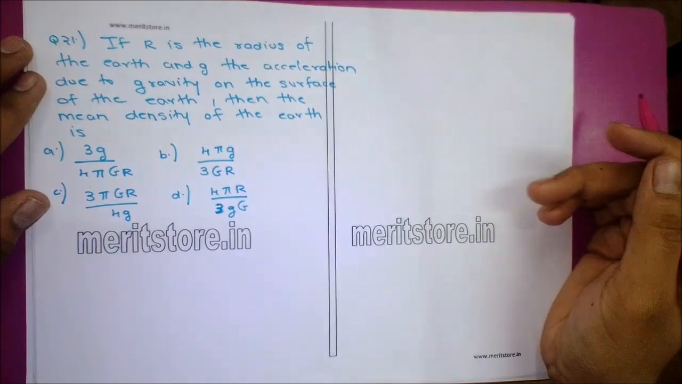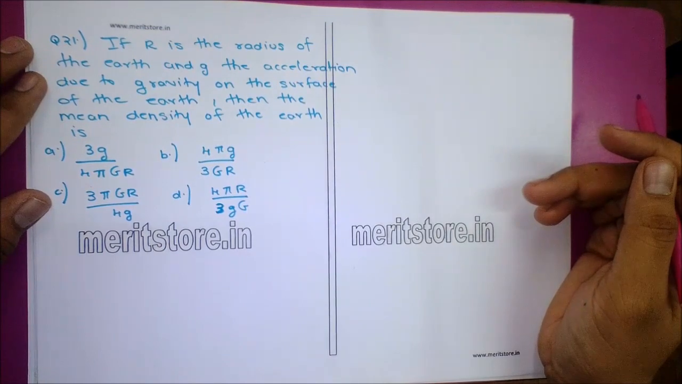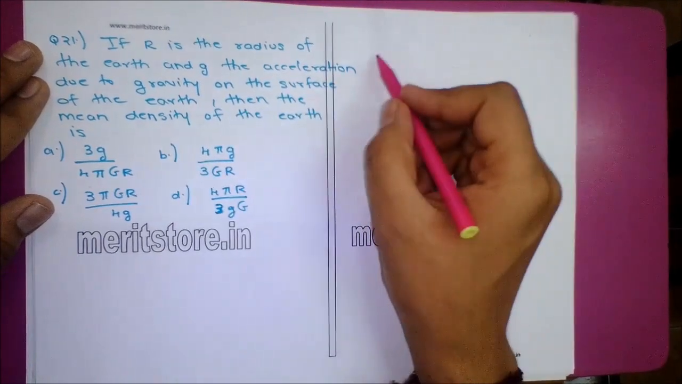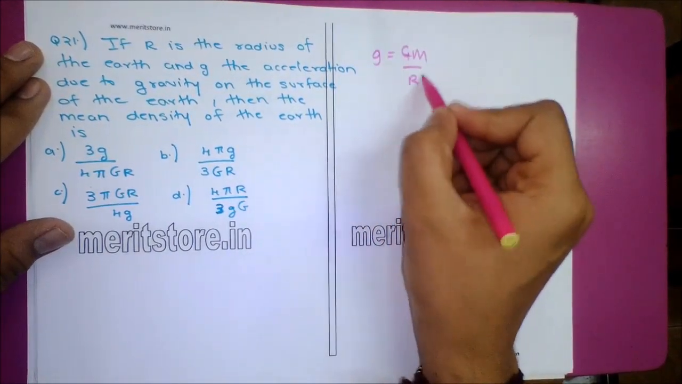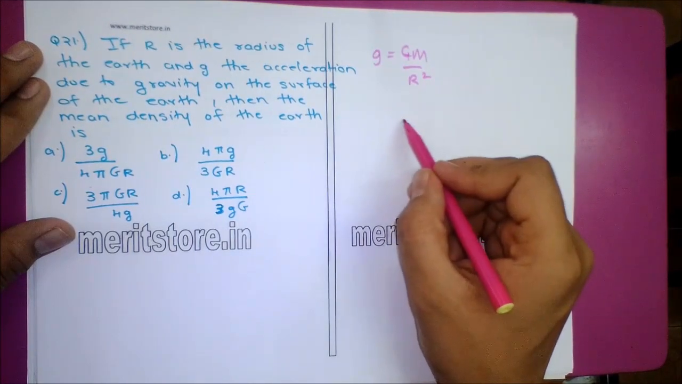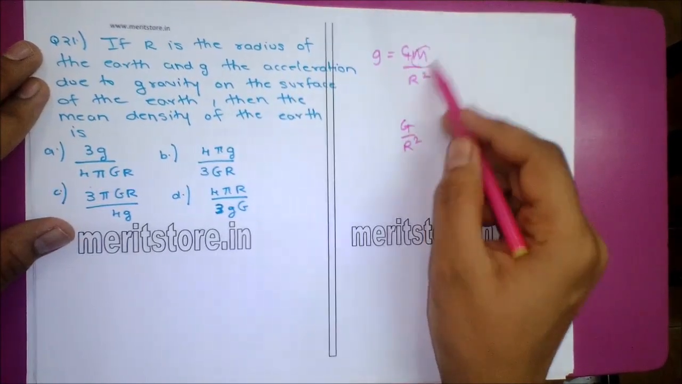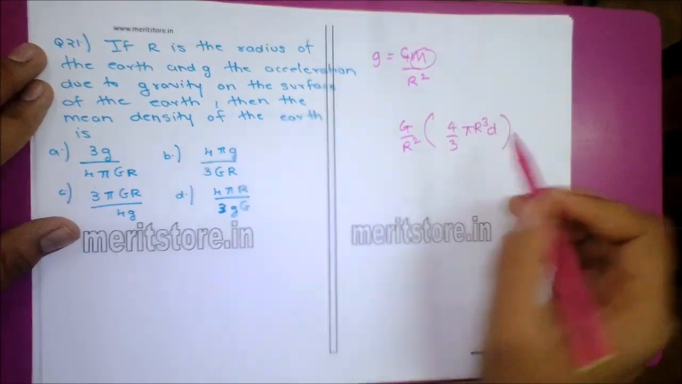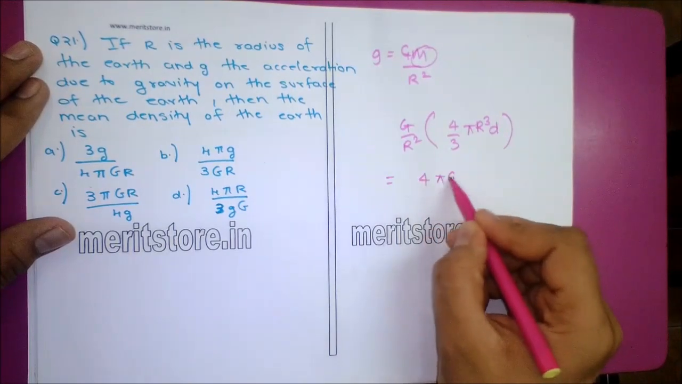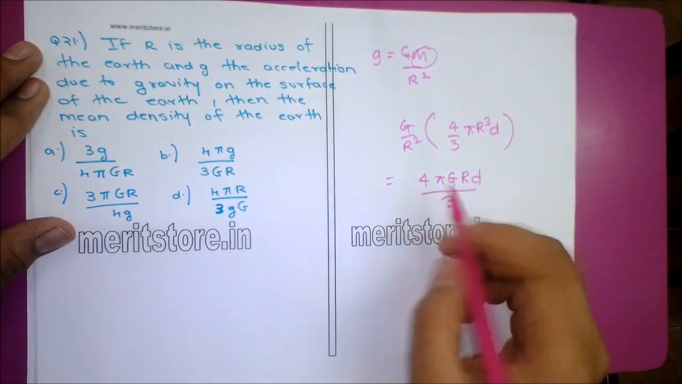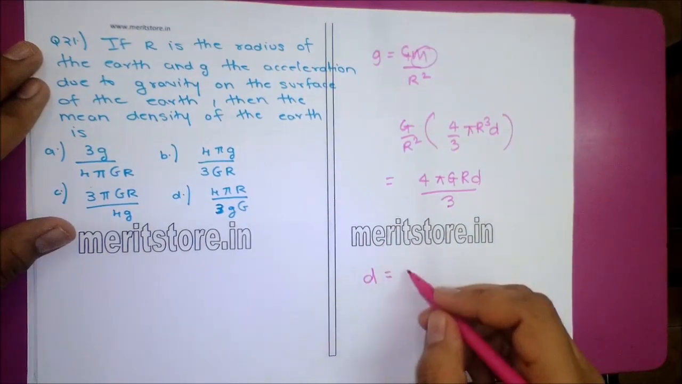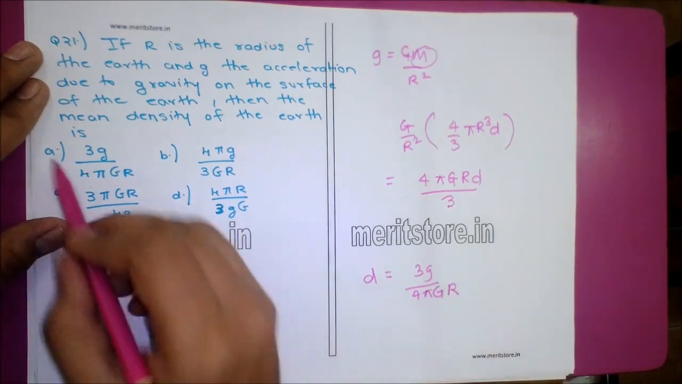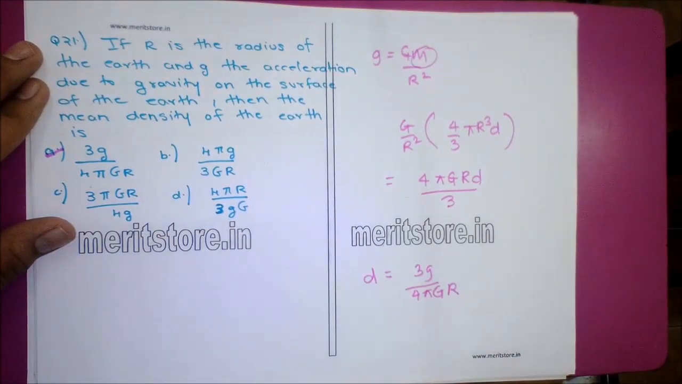Question 21. If r is the radius of the earth and g the acceleration due to gravity on the surface of the earth, then the mean density of the earth is. Now to calculate mean density, we know g is equal to GM upon r square, where we can substitute the value for mass, that is volume into density, 4 upon 3 pi r cube d, which is equal to 4 pi G r d upon 3. So value for d is equal to 3g upon 4 pi Gr. So option A, 3g upon 4 pi Gr, is the correct answer.